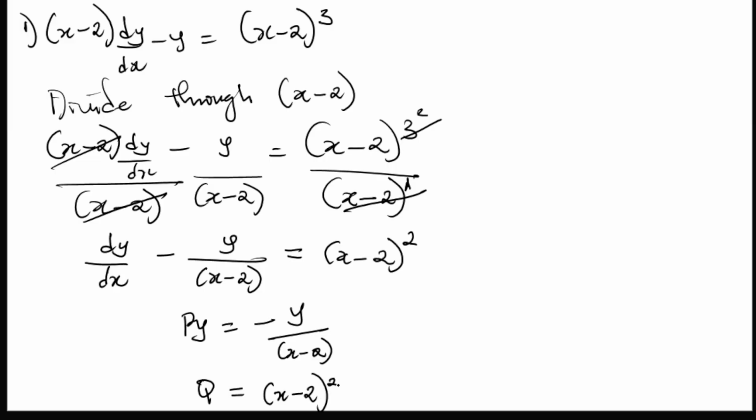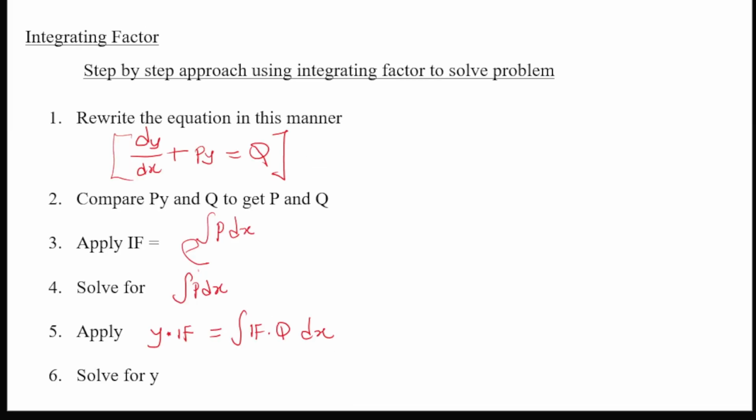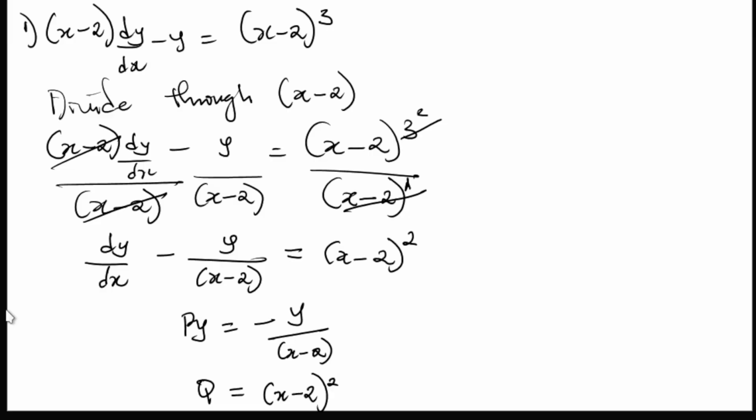Are we done? No. Look at your step. Your step says after comparing py and q, get p and q. So your interest is to get just p and q. Remember here we know what py is and we know what q is, right? So basically we've gotten q, and we know that our q in our question is simply x minus 2 raised to the power of 2.